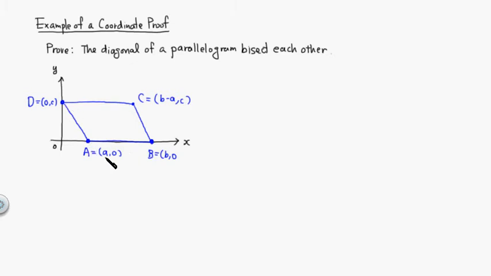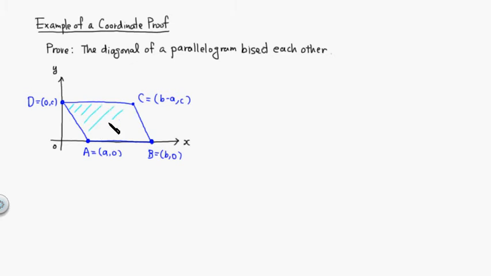A has coordinates (a, 0), and B has coordinates (b, 0). C has coordinates (b minus a, c), and D has coordinates (0, c). That will form this parallelogram here.